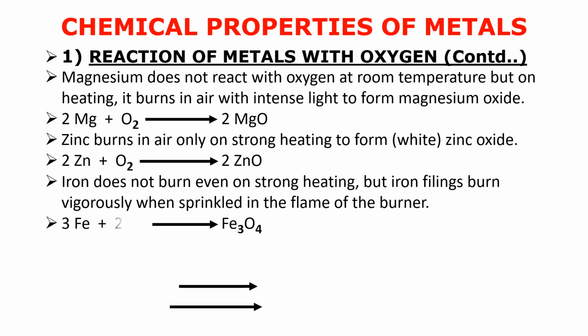So here is the reaction. Iron reacts with oxygen to form Fe3O4. Now Fe3O4 is not a normal iron oxide. It is an oxide of iron, no doubt. This is called ferrosoferric oxide. Not ferric oxide, not ferrous oxide. You have heard about ferrous oxide, you have heard about ferric oxide. This is ferrosoferric oxide, but that is also a type of iron oxide only.